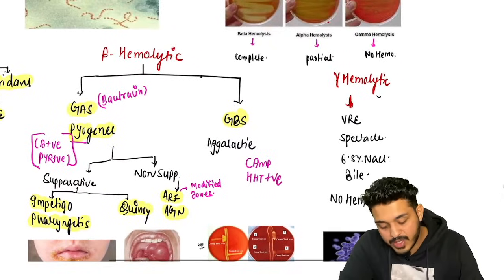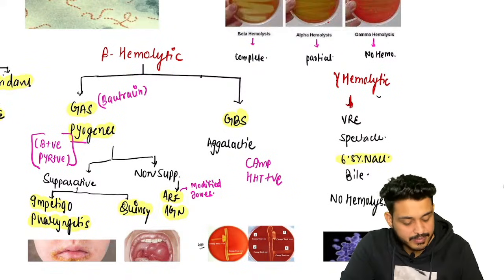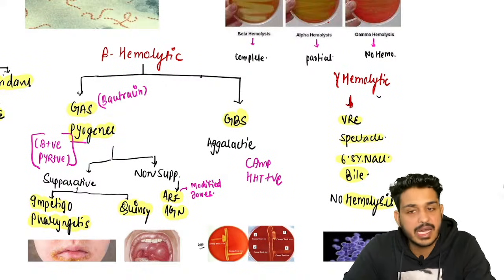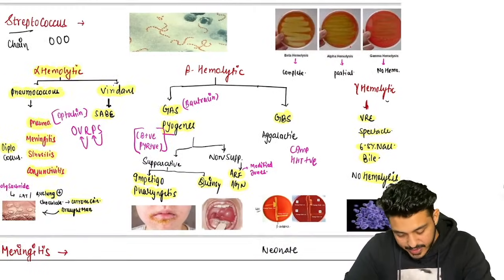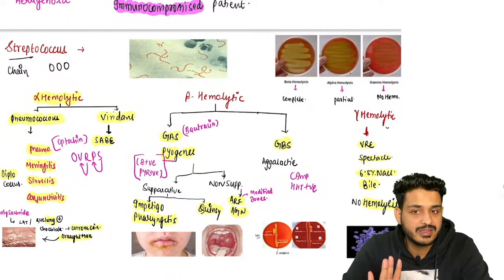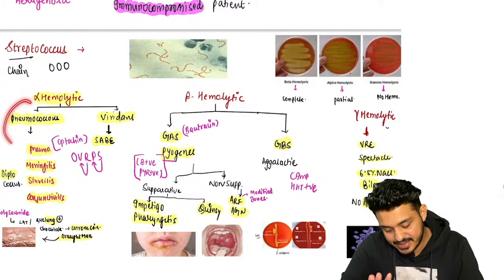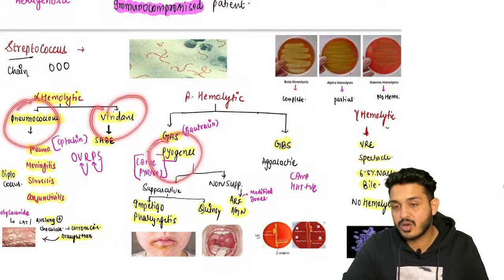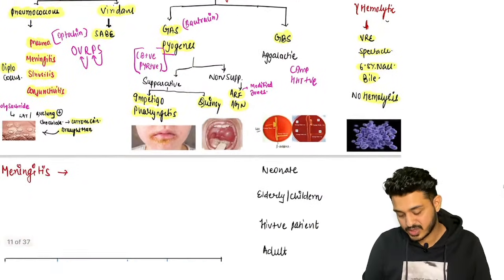For gamma hemolytic, you just need to remember 6.5% NaCl, bile, no hemolysis, and VRE. These are the terms you have to remember. You can identify what? Gamma hemolytic bacteria. So this is how we are differentiating alpha hemolytic, beta hemolytic, gamma hemolytic bacteria. Right? These three are very, very important. They are causing major problems in the gram-positive segment.